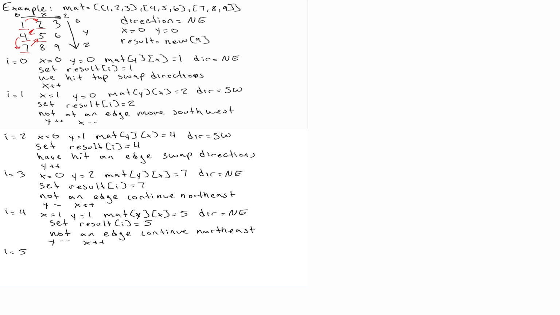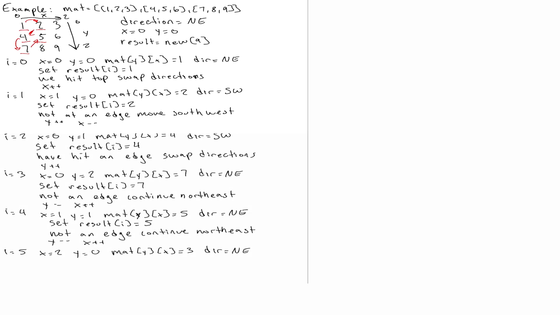For i equal to 5, our x is equal to 2, our y is equal to 0, and our mat of yx is equal to 3, and our direction is still northeast. Once again, we've gone from 5, we've gone diagonally up to 3. This time around, we are at the top edge, so we're going to go ahead and say first, we'll set the result of i equal to 3.